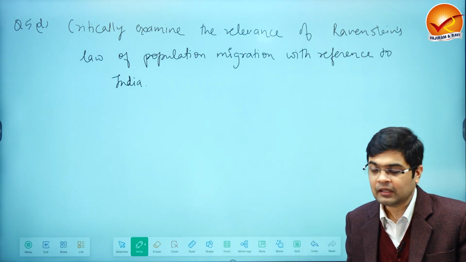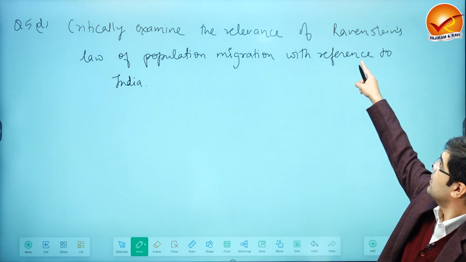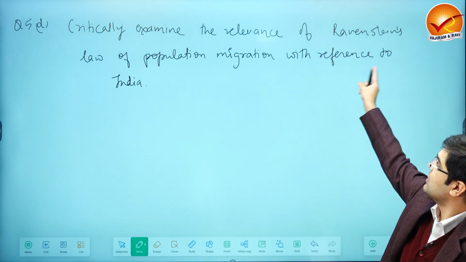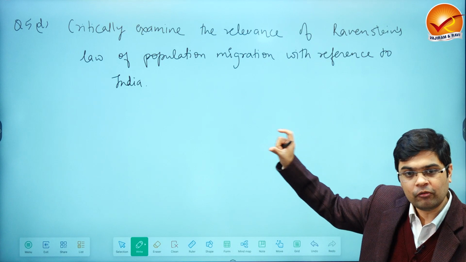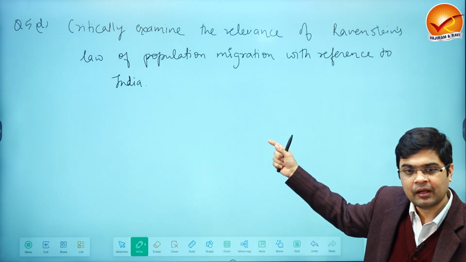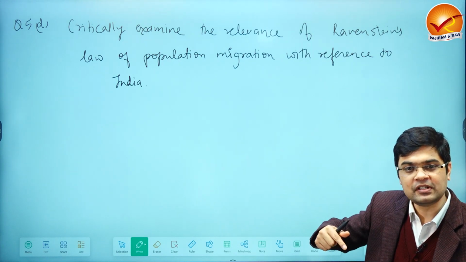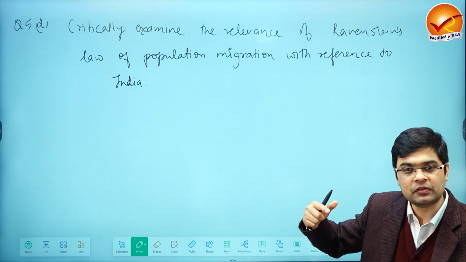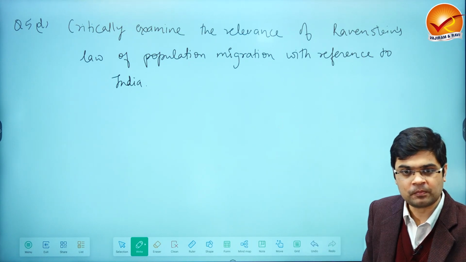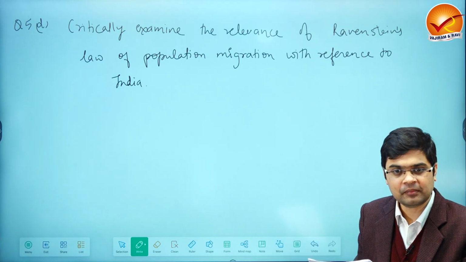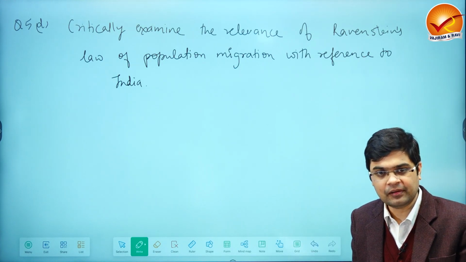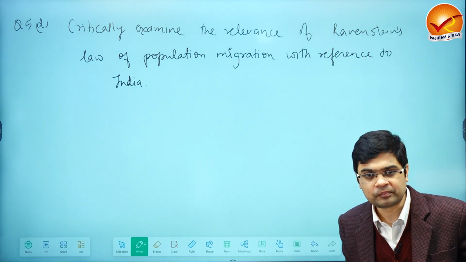Suppose I am saying, critically examine the relevance of Ravenstein's law of population migration with reference to India. You will have to tell me how this is relevant in India and what are those points that we see in the Indian migration which we don't find in Ravenstein's laws. You have to be critical as well. Okay? Is my point understood by everyone?